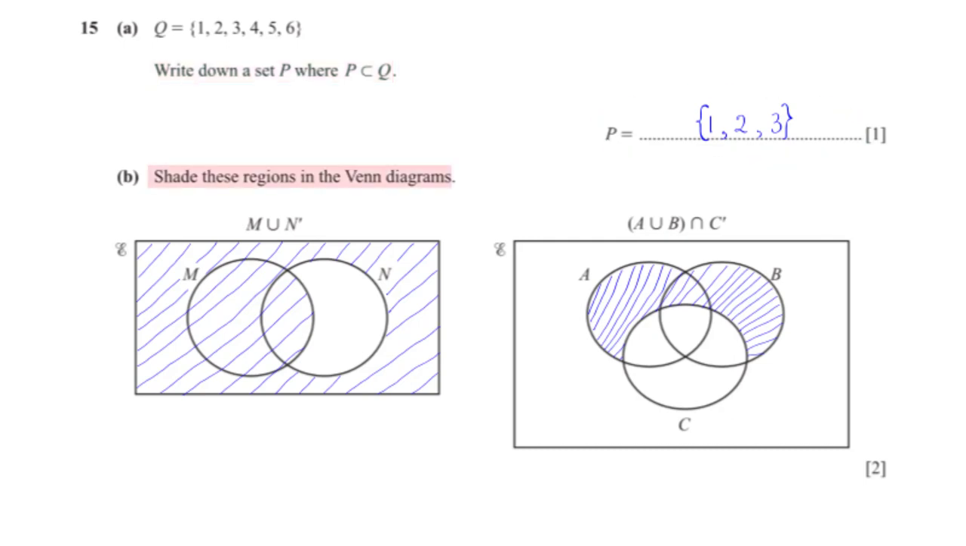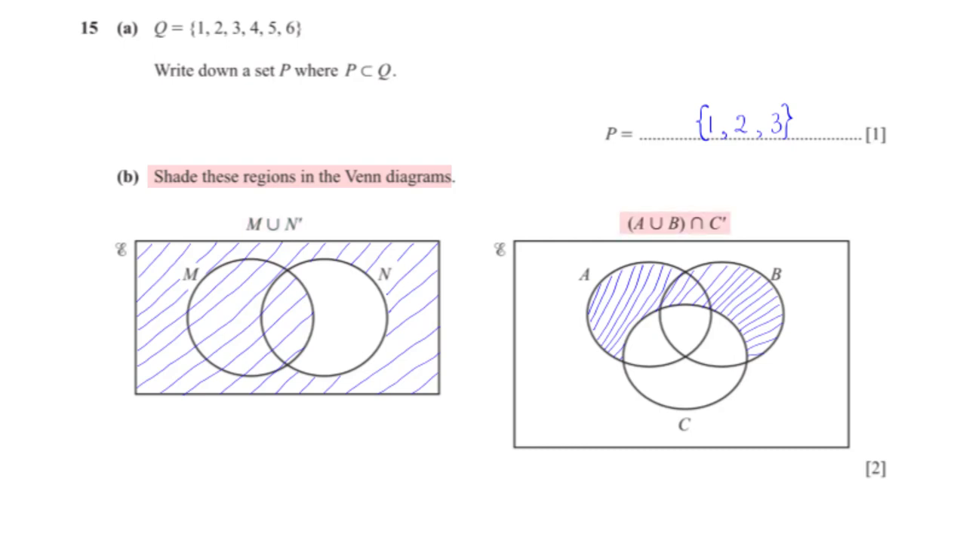Shade these regions in the Venn diagrams, M union N complement. So in other words, we are shading the regions in set M or not in N. And when we do that, this is how the shaded region is supposed to look like.